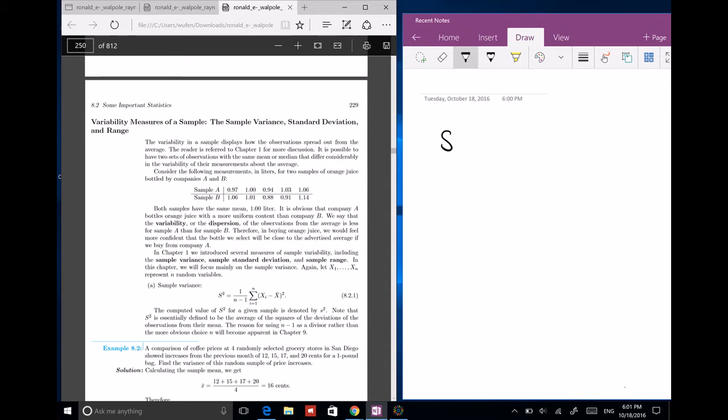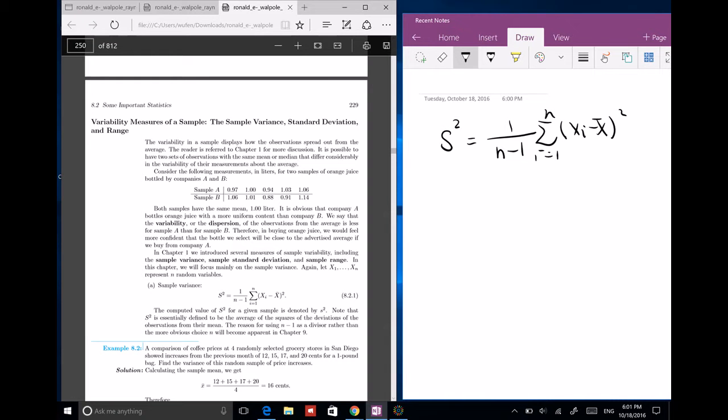Population variance, we use sigma. Sigma squared is the standard population variance. Population standard deviation, we use sigma. But for the sample variance, we use s squared. It is 1 over n minus 1, the sum of xi minus x bar squared, i equals 1 to n.